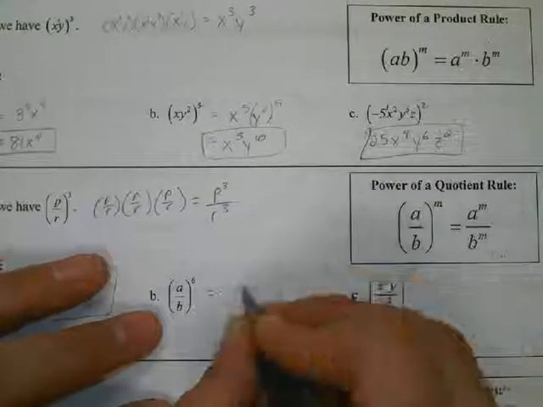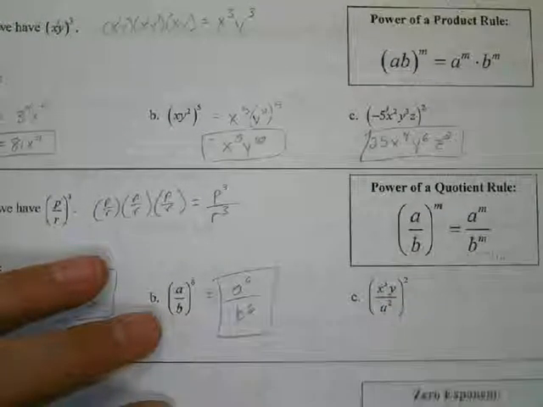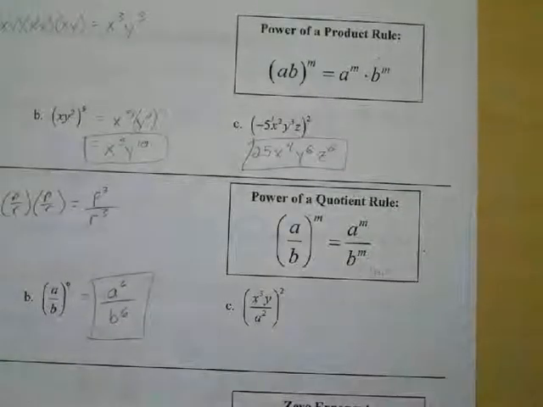Okay, so same thing here. A over b to the 6th means a to the 6th over b to the 6th. Nothing else to even do there. That's my final answer. Okay, so same sort of thing on that last one.